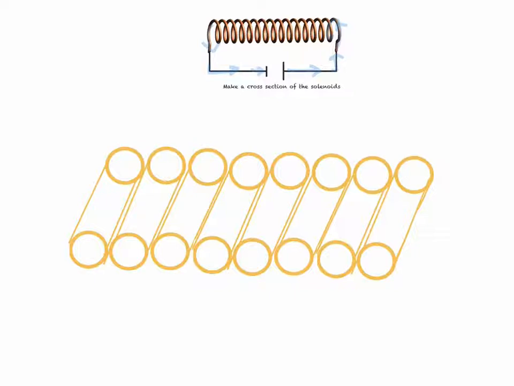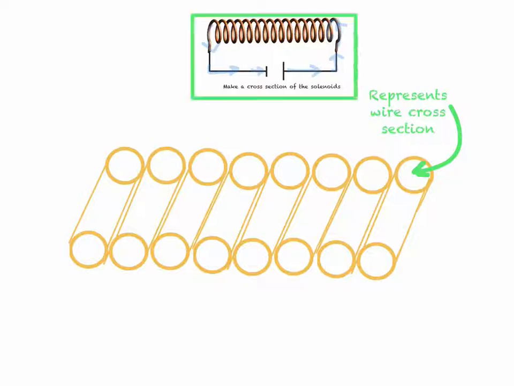So each of the little circles that you see here in this image represents a cross-section of the wire. Now let's think about the direction of this current. Well, based on this configuration, if I have the current flowing into this end of the solenoid, that would mean that the current is flowing into the page or into the screen at the top and flowing out of the screen at the bottom.